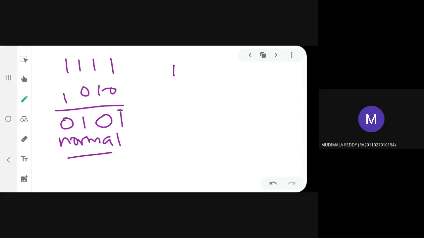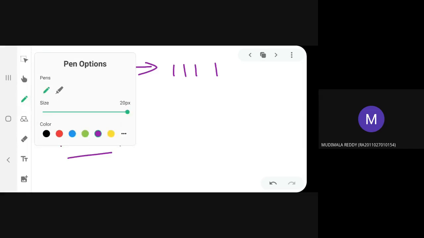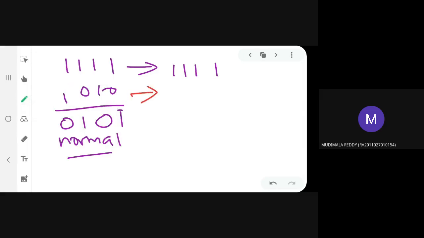So I am retaining the larger number. This is my larger number, so the same number I have to retain. But while writing the smaller number, you have to check. This is my smaller number. That smaller number's 1's complement I have to write. So what is the 1's complement of the smallest number? 0101. So the second number, that is the smallest number, its 1's complement I have to write.